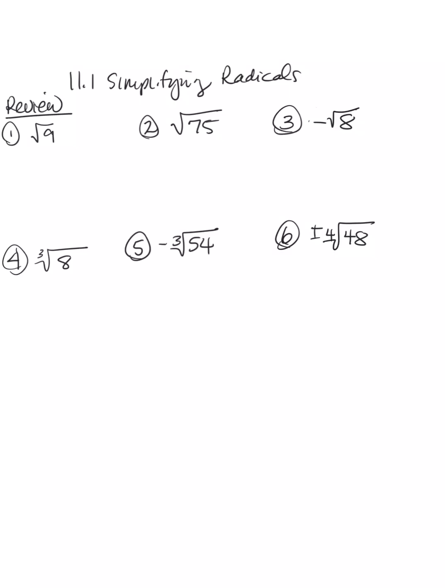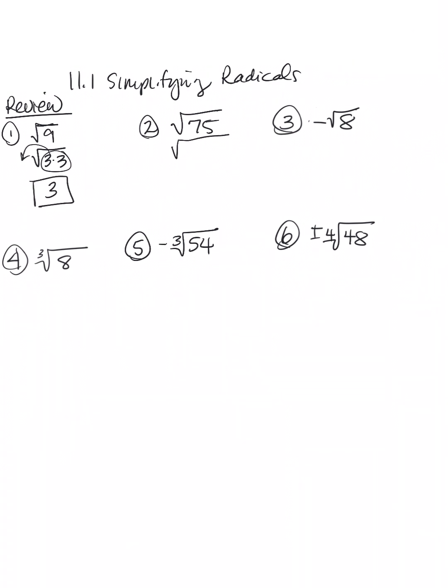In 11.1, we're going to start by simplifying radicals. And I want to start with a little bit of review for you about what we do when we simplify radicals. Okay, so let's look first at this number 1, the square root of 9. Remember that what we look at is we factor what's underneath down to the prime numbers and look for pairs. So since there's a pair of 3's, that pair of 3's can come out as a single 3. And that's it.